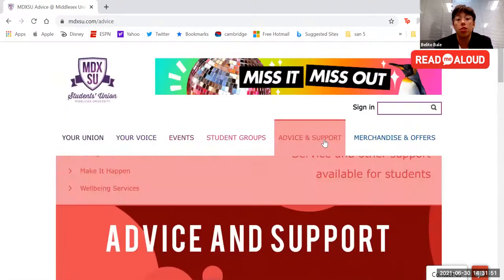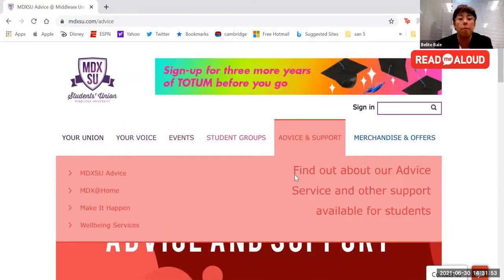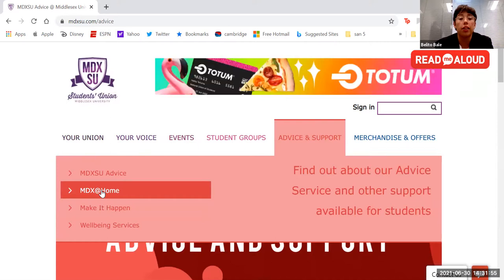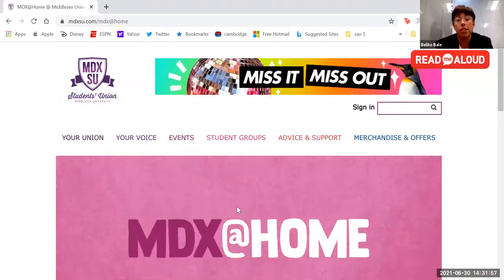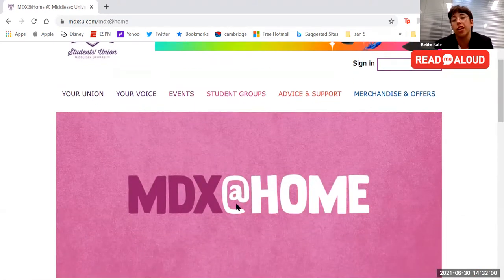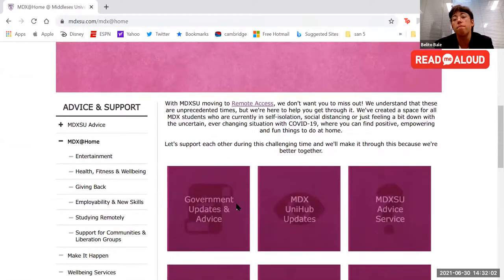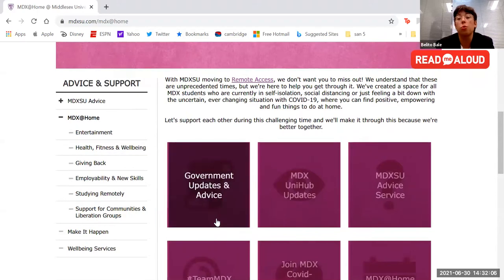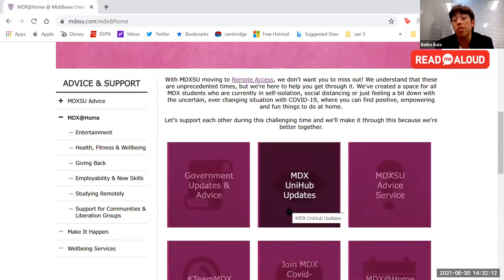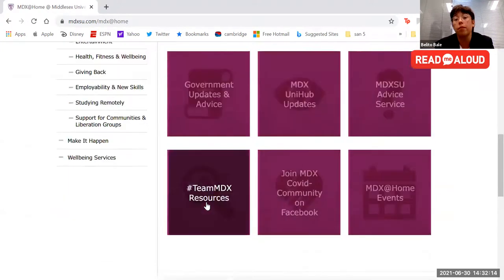And the last thing I want to show you is we also have information on different wellbeing services. So MDX at Home is our page that's specifically for students during the pandemic, while you're working remotely. We have a center here that's all the UK government updates, so you can keep in the loop about what the government is saying, what the university is saying in regards to support, and the list of stuff that us and the university have built together.